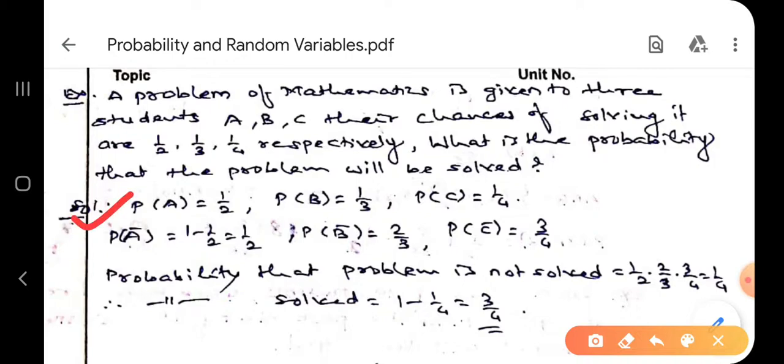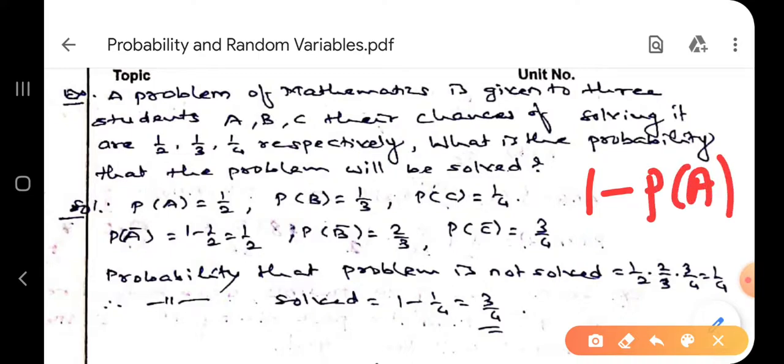Now P of A, the probability of A occurring, is 1 by 2. Then P of B is 1 by 3, and P of C is 1 by 4. These are the probabilities of solving the problem. A will solve the problem, B will solve the problem and C will solve the problem. That probability is given as 1 by 2, 1 by 3 and 1 by 4. Correct.